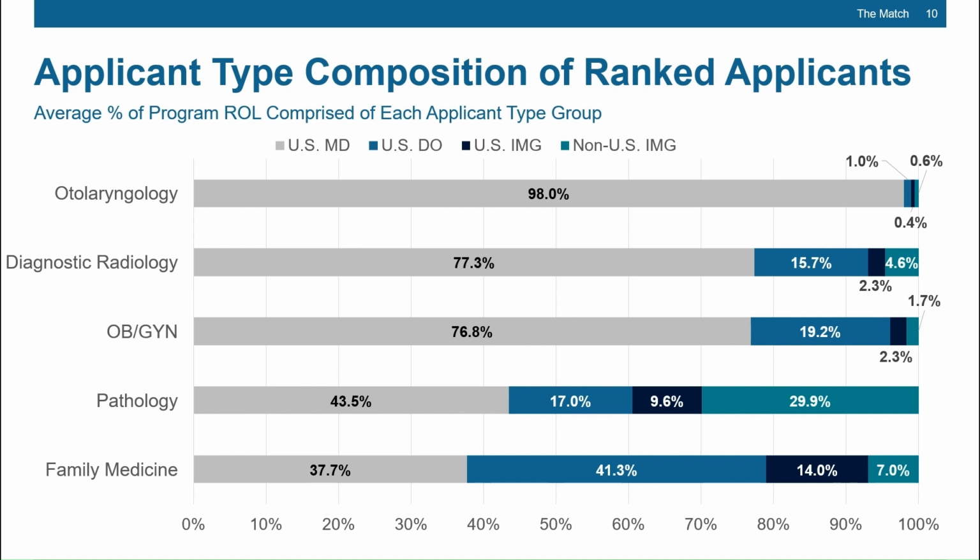We do see differences between US IMG and non-US IMG representation. For example, there are twice as many US IMGs on family medicine roles compared to non-US IMGs. In pathology, we actually see there are 3 times as many non-US IMGs compared to US IMGs. Given these vast composition differences, we'll want to keep some of these findings in mind as we take a deeper dive into each of these applicant types.